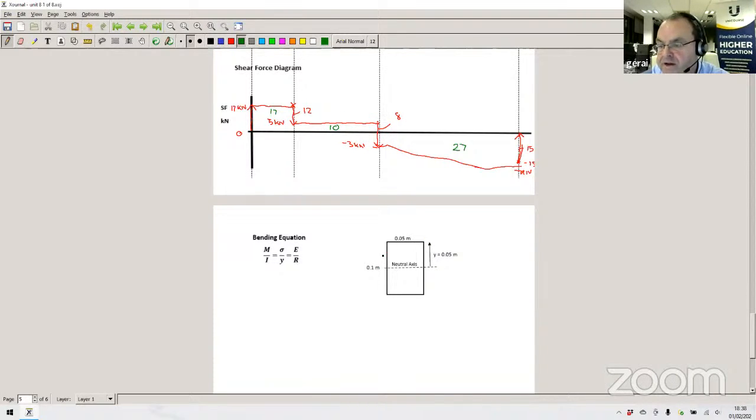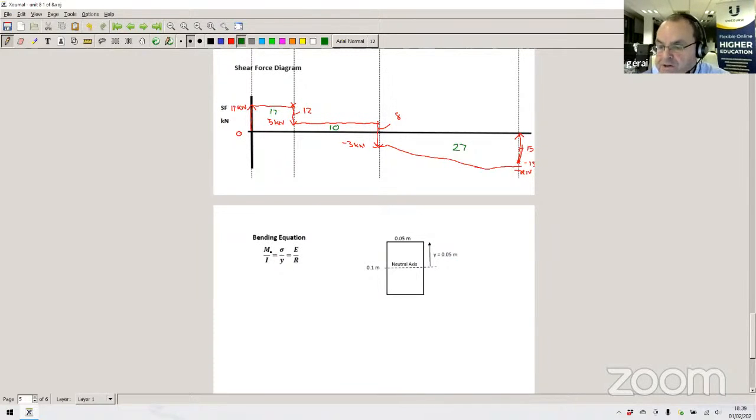Now, because this is a rectangular section, the neutral axis goes through the center of area. However, if it was a complex shape, you'd have to determine where the neutral axis is by working out the centroid of area, but that's a different exercise altogether. So for this one, we're told it's a rectangular section. We're given the height of 1.1 meters and a width of 0.05 meters. So the furthest distance from the neutral axis is going to be 0.05 meters.